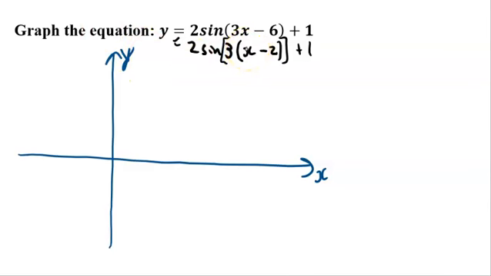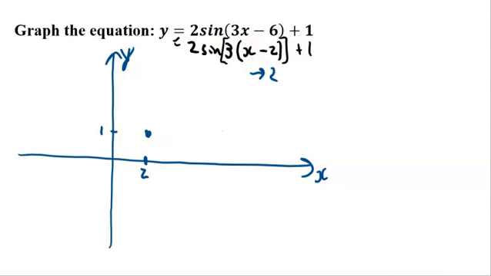Okay, so we'll start off by looking at the transformations. Sine normally goes like this. It starts off at 0, 0. But we're going to move this origin depending on the shift. So negative 2 means there's a right shift by 2. Even though this is negative, it's a right shift by 2. And it's shifting up by 1. So this is our starting point here.